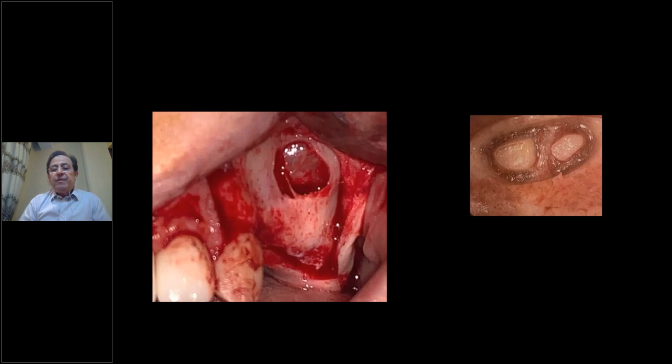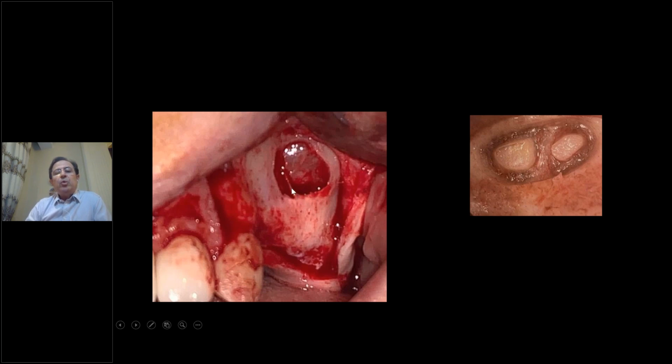How can we manage them? If we detect the septum in the CT scan... maybe in some cuts of the CBCT scan we cannot see the septum, and during the surgery we see it. But if we can detect it before the surgery, and the septum is in the median of the sinus from the anteroposterior view, we can prepare two windows. The existence of the septum increases the chance of perforation of the membrane.